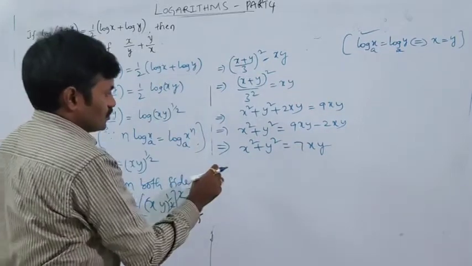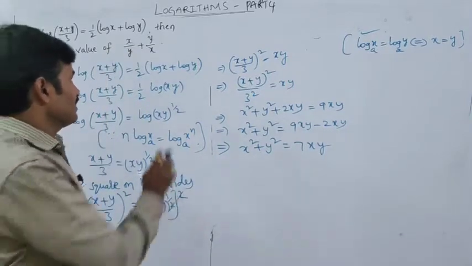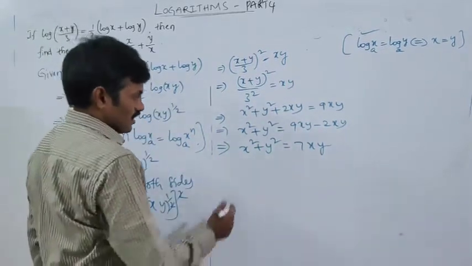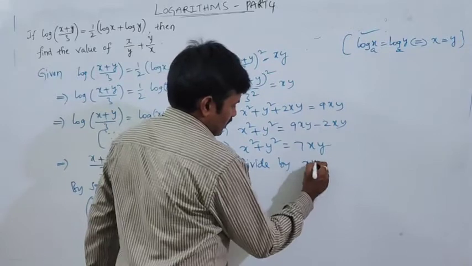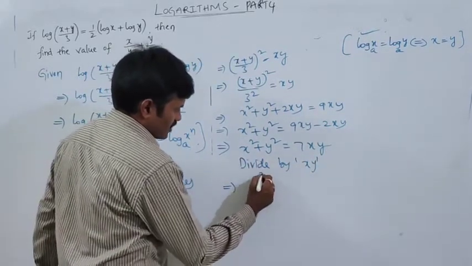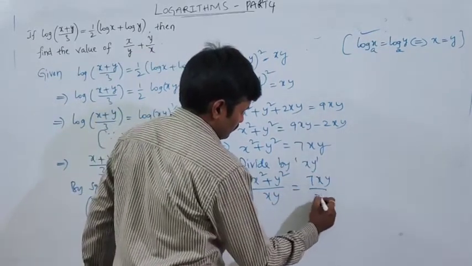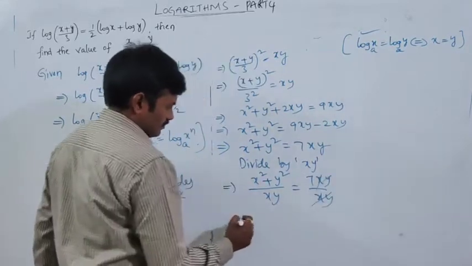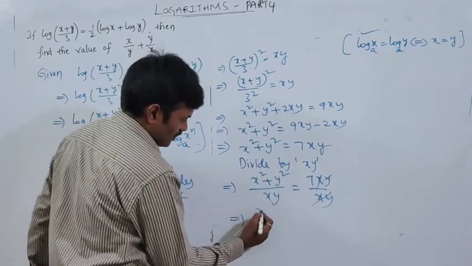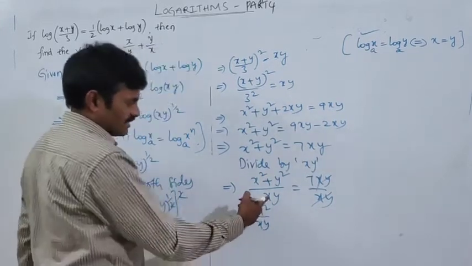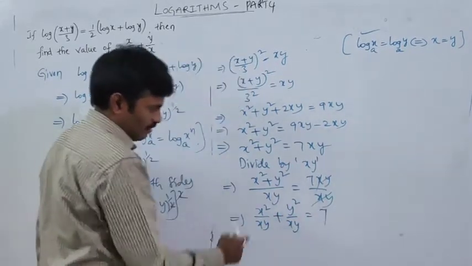Now I want x by y. So if I divide this equation by xy, shall I get x by y plus y by x? Let me try. Now divide by the term xy, then it becomes (x square plus y square) by xy, that is equal to 7xy by xy. Now xy gets cancelled on the right. Here xy is the common denominator for both x square and y square, so I am separating the denominator for both terms and writing like this. That is equal to 7. Am I correct or not?